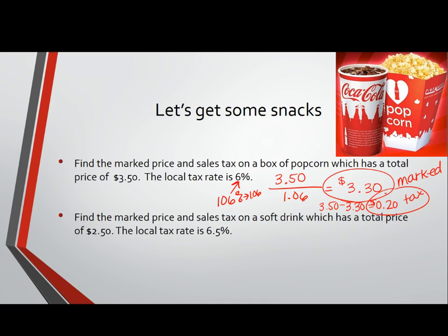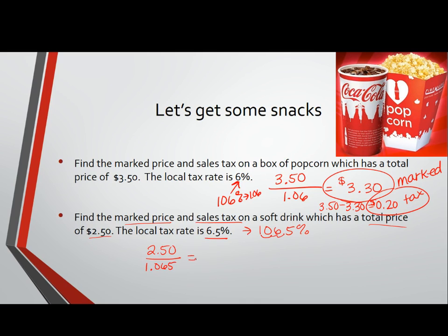Okay, for the next one, you'll do the same process. Find the marked price and sales tax. The total price was $2.50, and the local tax rate is 6.5%. So I'm basically going to be dividing by 106.5%, right? Which, if you move the decimal over twice, is 1.065.